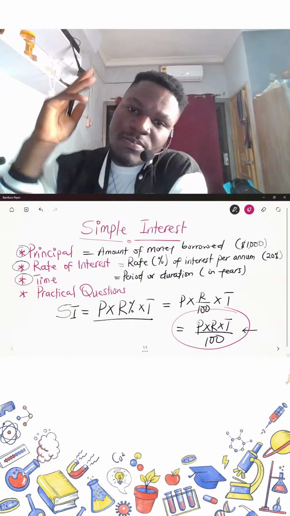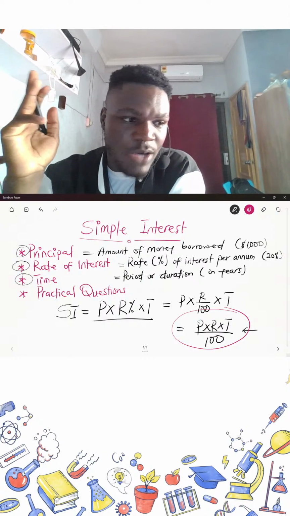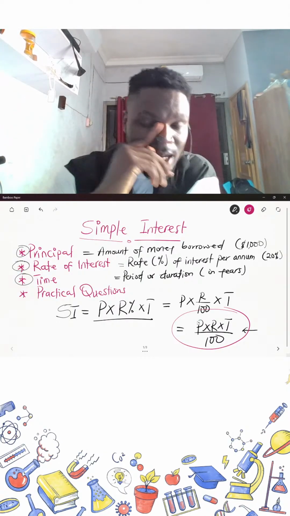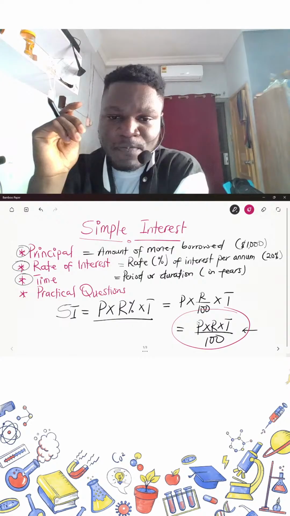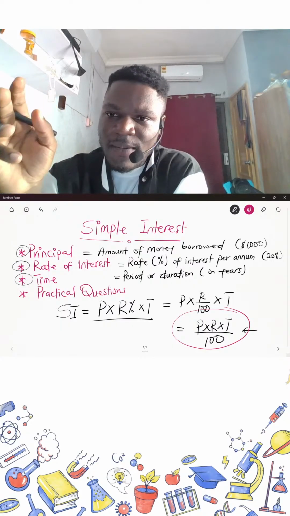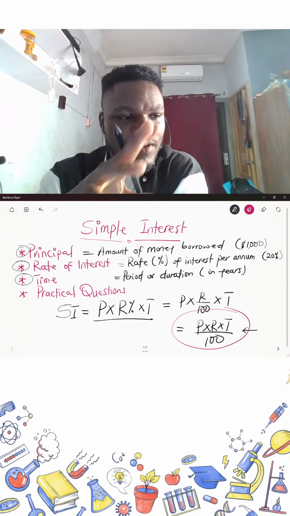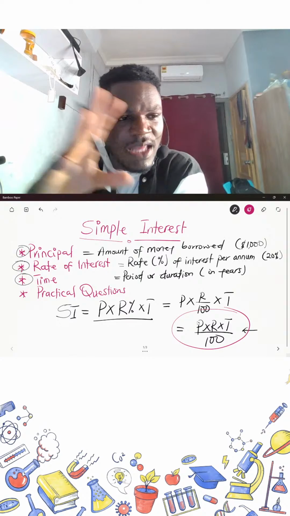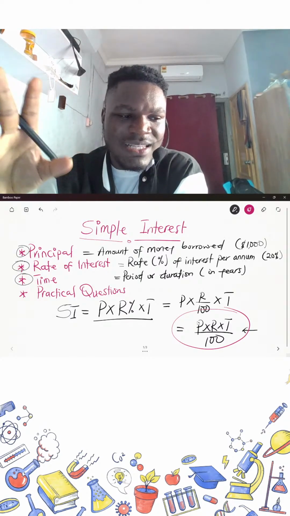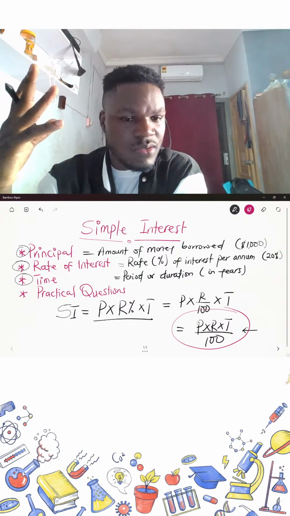Remember, we are doing simple interest, okay? We are doing simple interest. Right. So in the absence of any other question, since we have the formula, which is principal times rate times time all over 100, let's proceed and look at some questions on simple interest.